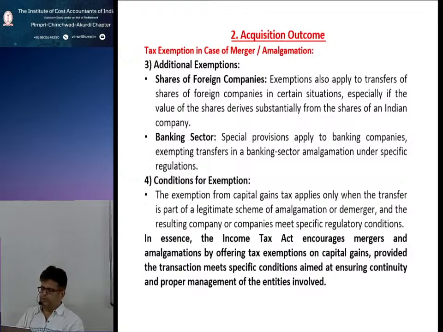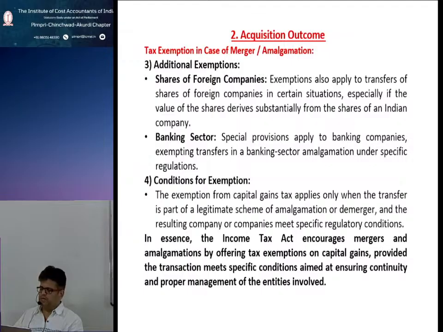Exemptions also apply to transfers of shares of foreign companies in certain situations, especially if the value of the shares derives substantially from the shares of an Indian company. Banking sector, special provisions apply to banking companies, exempting transfers in a banking sector amalgamation under specific regulations. There are certain conditions for exemptions.